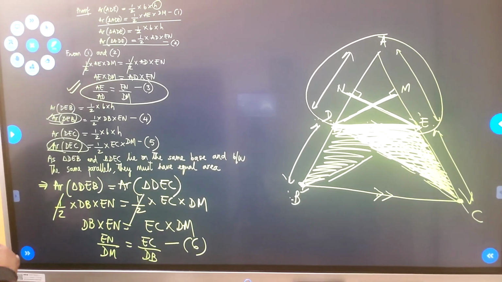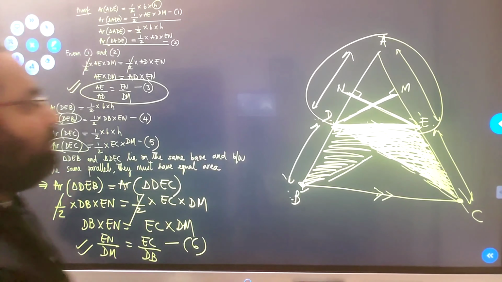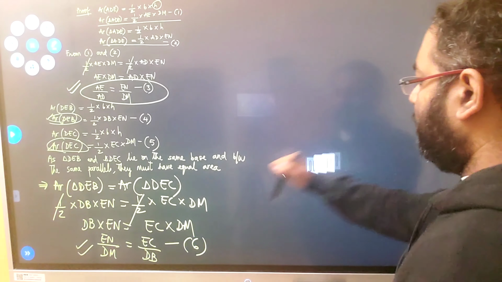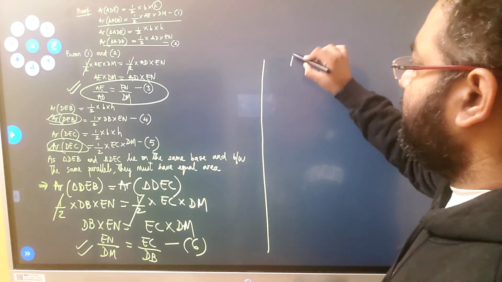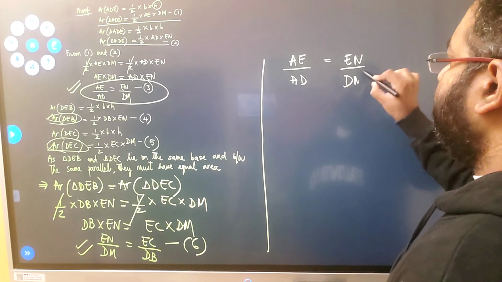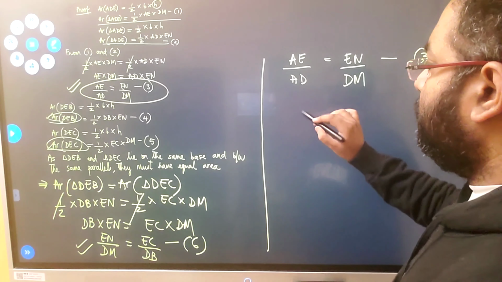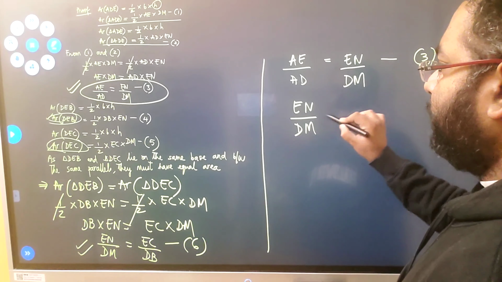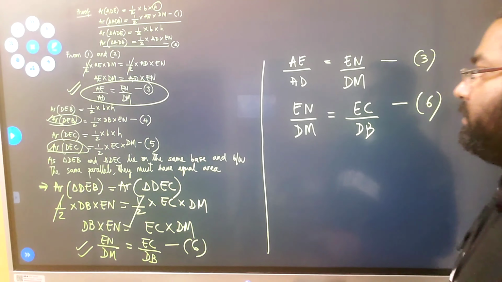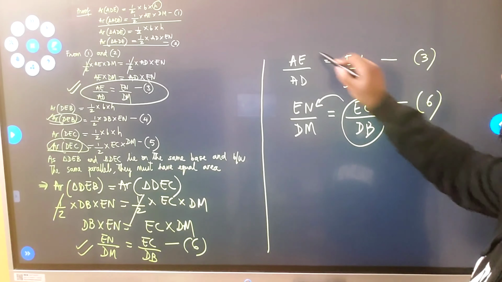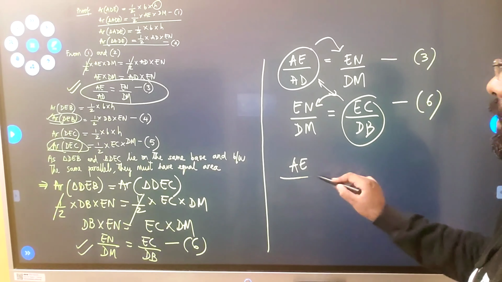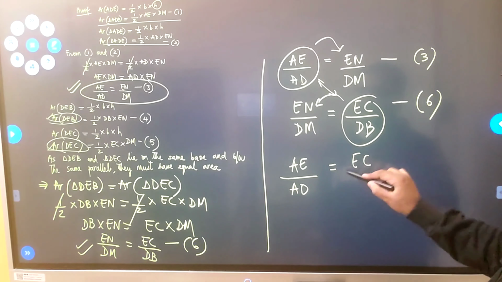Now if you compare the third equation and the sixth equation, I get something like this. Now I don't need the diagram anymore, so I'm just going to quickly erase it so that we can finish doing the last part of the proof here. My third equation says AE by AD is equal to EN by DM. My sixth equation says EN by DM is equal to EC by DB. Look at how beautiful these two expressions are. This is equal to EN by DM, this is also equal to EN by DM, which means these two should be equal to each other. So I get AE by AD is equal to EC by DB.